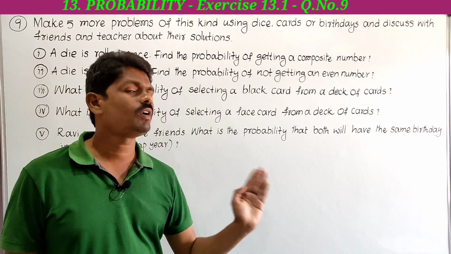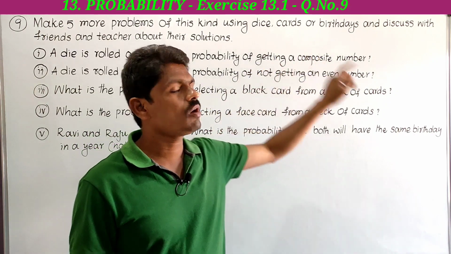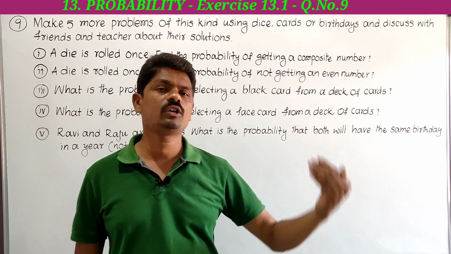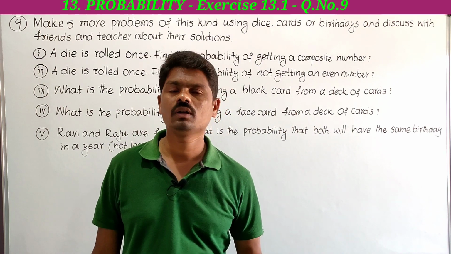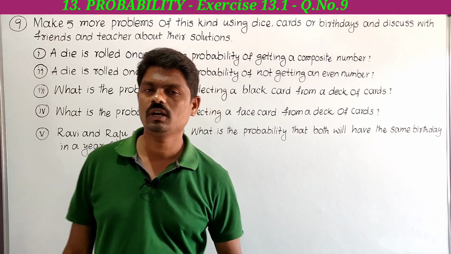So what are they? 1, 2, 3, 4, 5, 6. So he is asking for getting a composite number. What is a composite number? A number which has more than 2 factors is a composite number.